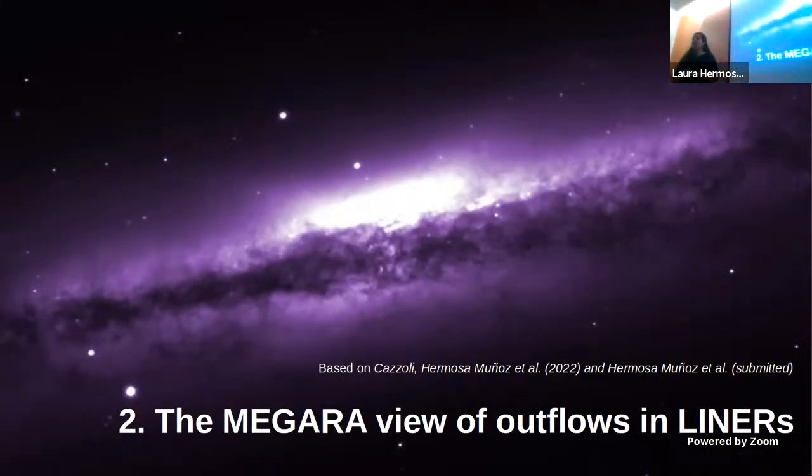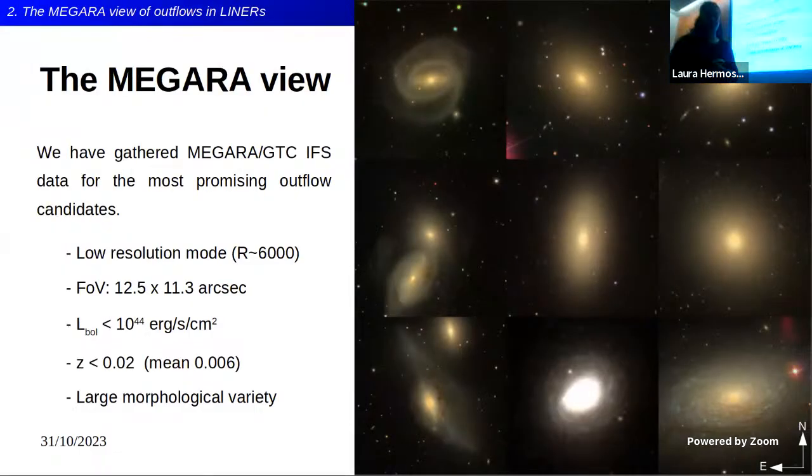That is the analysis that we have done in a small subsample of these LINERs to actually try to see if we were indeed detecting an outflow and to characterize them. So for that, we use MEGARA. MEGARA is an integral field unit that is located at the GTC telescope. And the great advantage of MEGARA is the high spectral resolution that it has, going from 6,000 to 20,000. And these are the main characteristics of the sample. These are just optical images of the 9 galaxies that we selected.